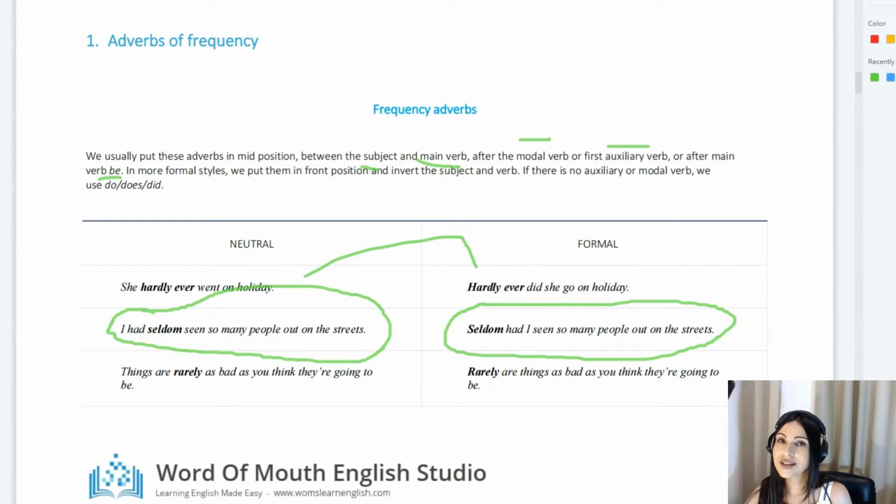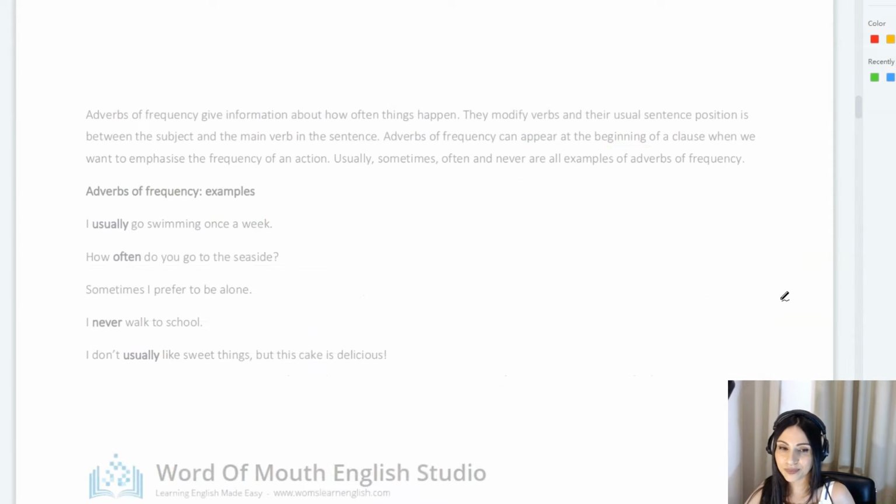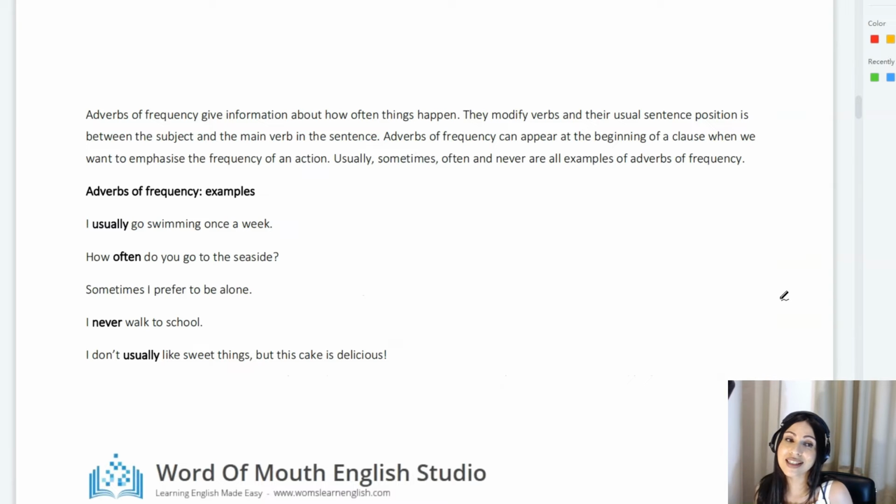Which of these two styles are you accustomed to using, and which ones would you like to start using more often? Remember, adverbs of frequency give details about how things happen. They modify verbs, and their usual sentence position is between the subject and the main verb in the sentence. So, subject, main verb. Okay, subject, main verb. If you do use them in interrogatives with WH words, then they would often come, okay, after the WH word, okay? So think about how you'd use them.